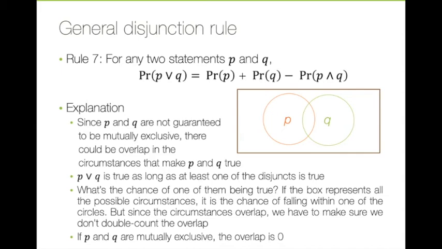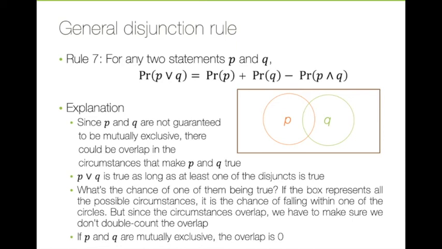So if this is what we're looking at for our general disjunction rule, we can now calculate the probability of a disjunction. And what is the chance of P or Q being true? Well, again, the box represents all the possible circumstances, and we still want to know the chance of falling within at least one of those circles. The difference is that because the circumstances in the two circles overlap, we have to make sure we don't double count the overlap between the circumstances that make them true. That's how we get that additional term.